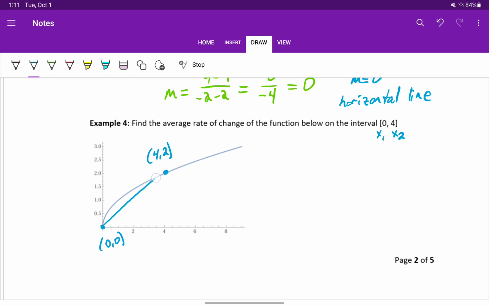Connecting those 2 points gives us our secant line, and to find the average rate of change, we just want to find the slope of that secant line. To do that, we'll take the difference of our y coordinates divided by the difference of our x coordinates, and we'll get 2/4, or 1/2. Here, the slope of that line is positive. The secant line that we drew is an increasing line, so that checks out with our expectations from looking at that secant line.